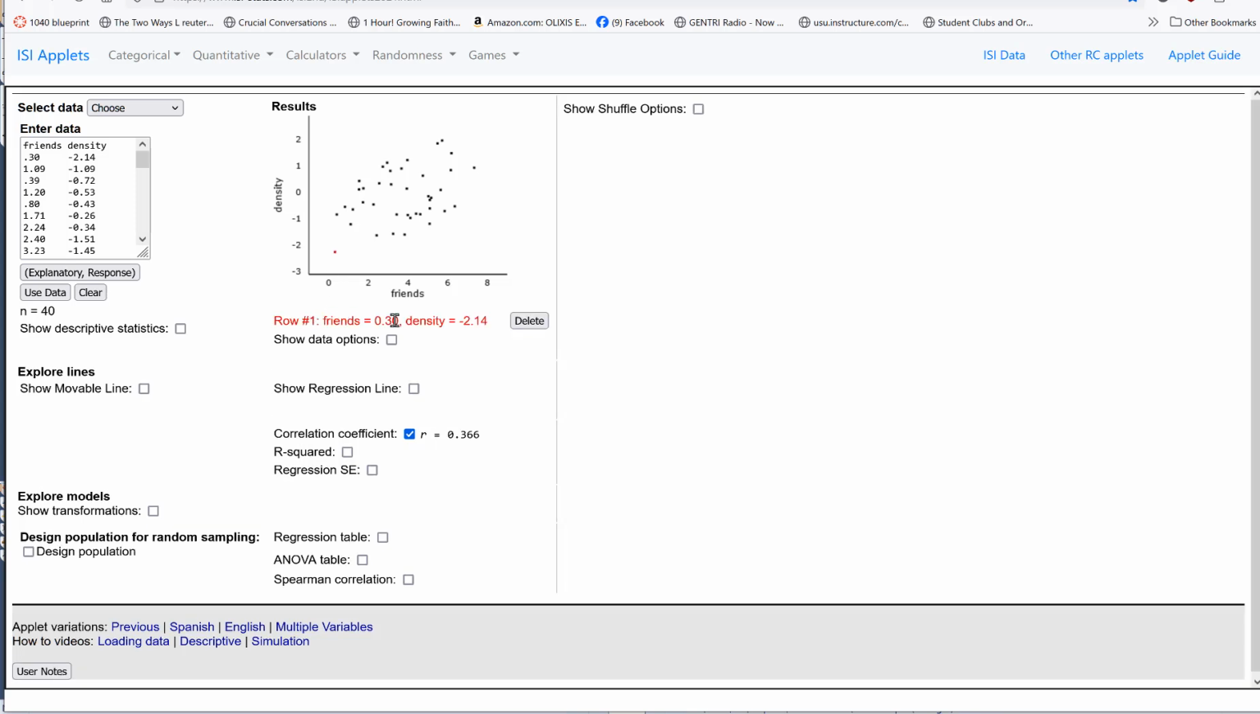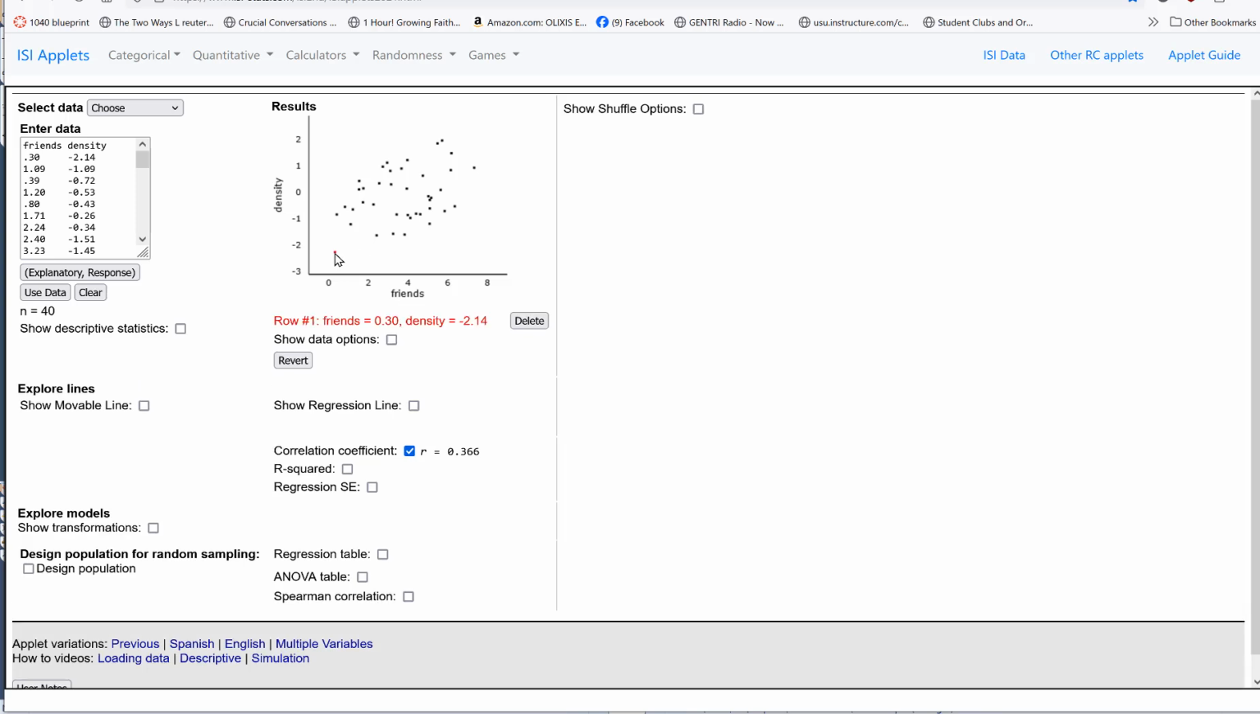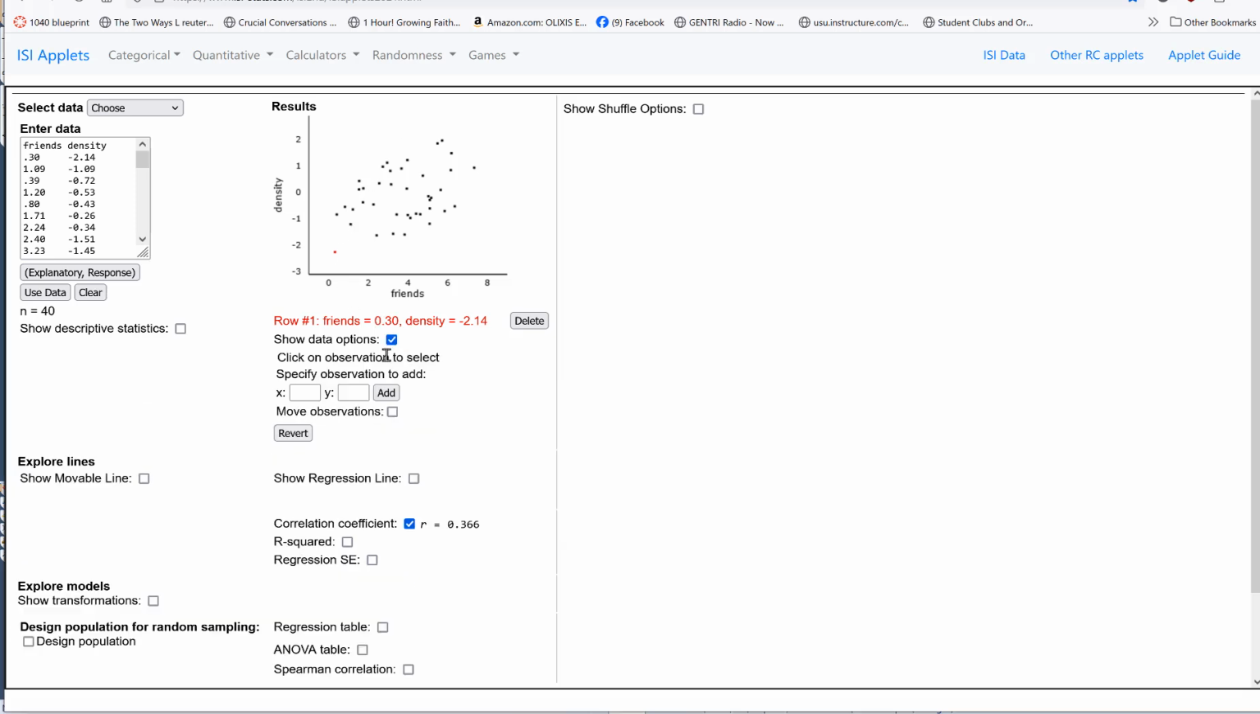In your applet, you can actually click on a point. It will show you the X value and the Y value. And then you can do various things. You could delete that point and see what happens. Or revert, I can put it back in. I can click on the point and actually move it around. Before I can move it though, I have to click on the show data options and click on move observations. So you can actually add in observations, you can move observations.